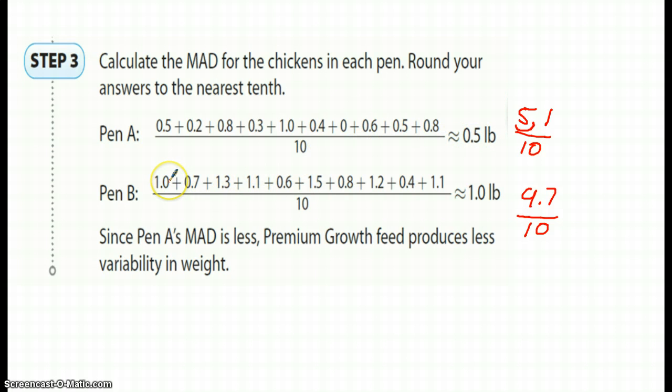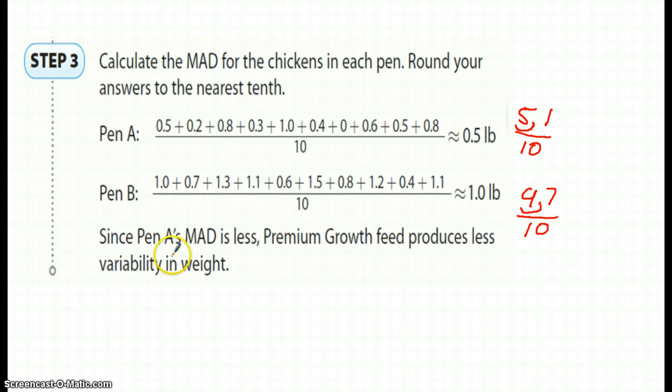Do the same thing here. We're going to add all these up. We'll get 9.7 divided by 10. We're just going to move the decimal place over once. And then that means if we're rounding to the nearest tenth, 0.9 will become 1.0.